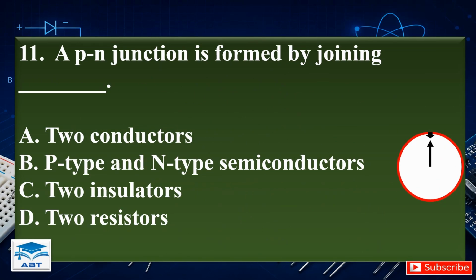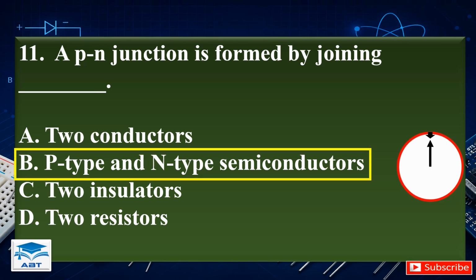11. A p-n junction is formed by joining A. Two conductors. B. P-type and N-type semiconductors. C. Two insulators. D. Two resistors. The answer is B. P-type and N-type semiconductors.